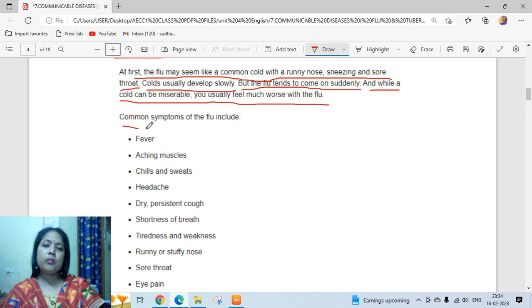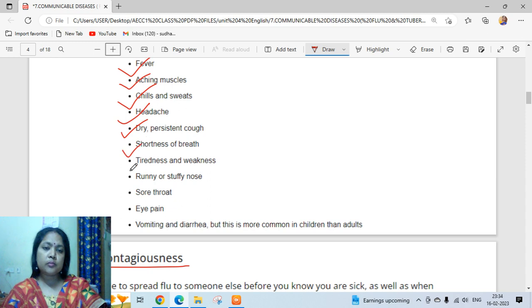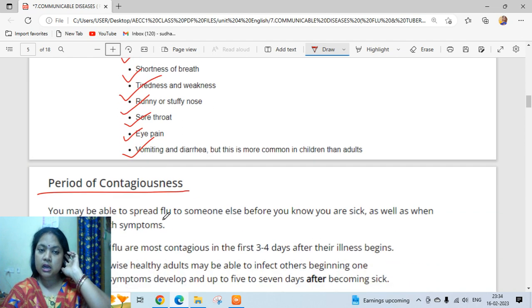And what are the common symptoms? Like fever, aching muscles, chills and sweats, headache, dry persistent cough, shortness of breath, tiredness and weakness, runny or stuffy nose, sore throat, eye pain, vomiting and diarrhea. But vomiting and diarrhea are more common in children than adults.